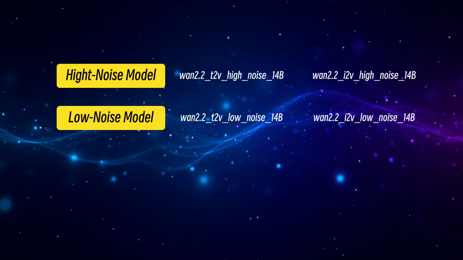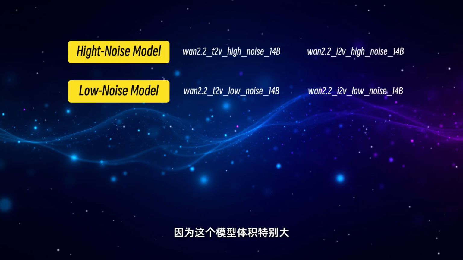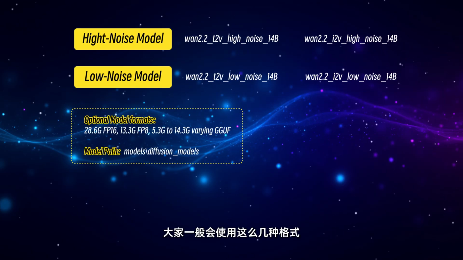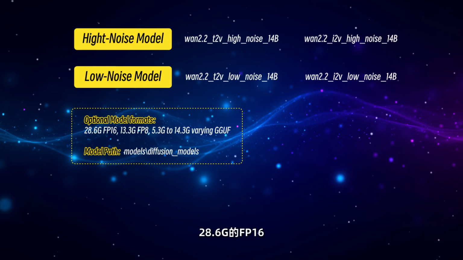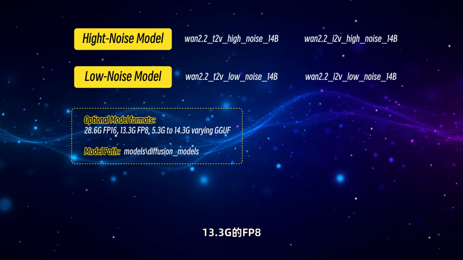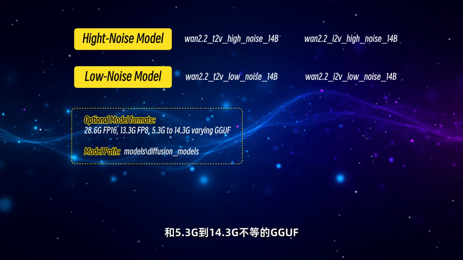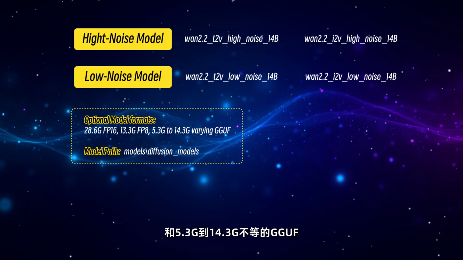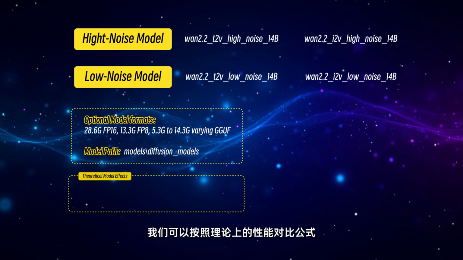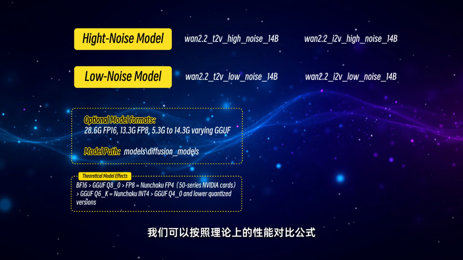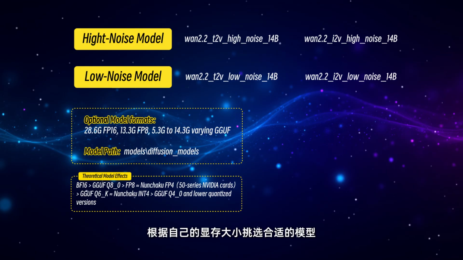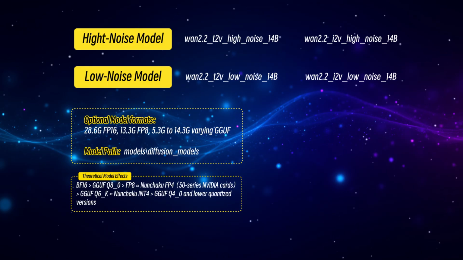Given the large model size, several formats are commonly used: the FP16 version at 28.6 GB, FP8 at 13.3 GB, and GGUF ranging from 5.3 GB to 14.3 GB. You can select the appropriate model based on your GPU memory, using theoretical performance comparison formulas.